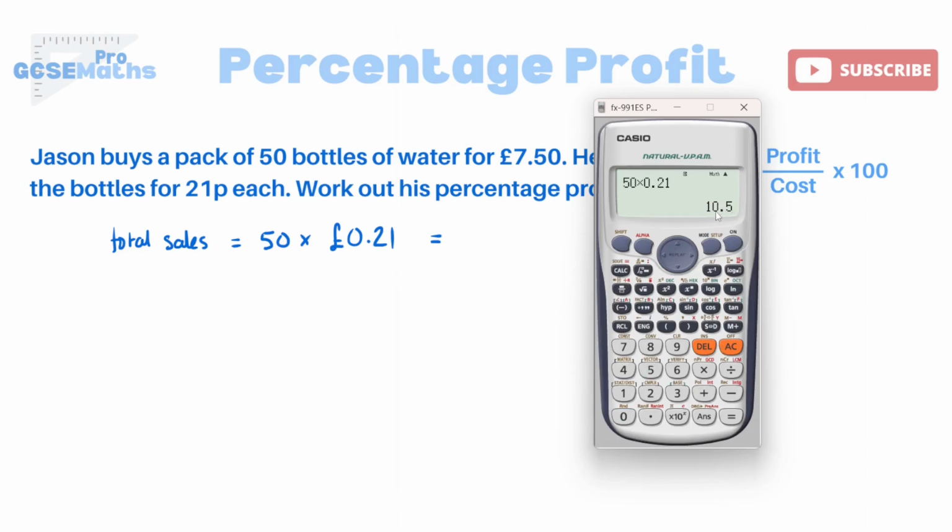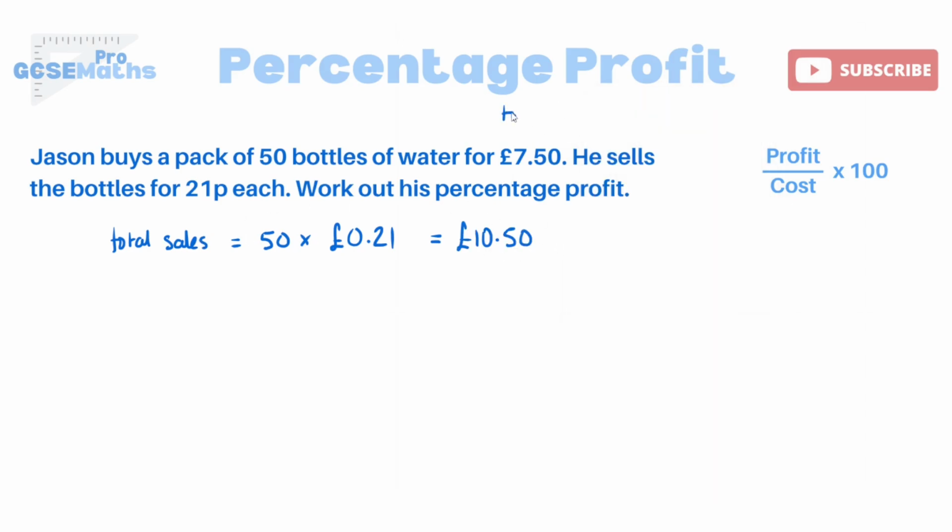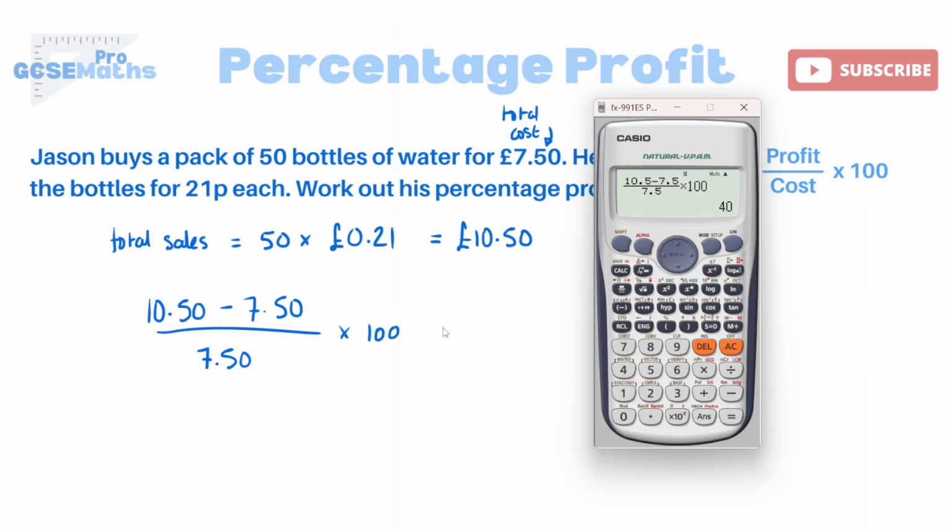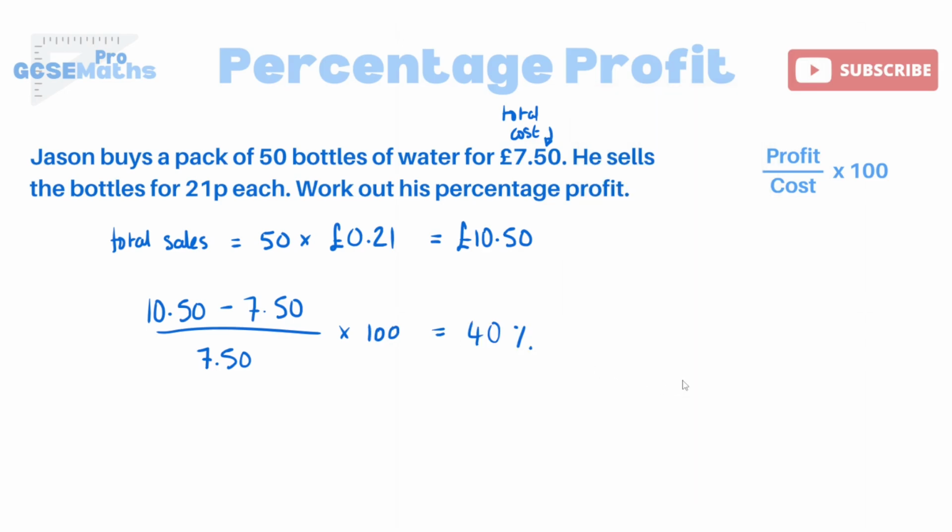So he can sell them as a total. If he sells all 50, he will get £10.50. So that's his total sales. His total cost was this $7.50 here, wasn't it? So therefore profit is your total sales or your total revenue, what you've earned, minus how much you spent, your cost. So that would be the profit divided by the original. Now he obviously had to buy the water bottles first before he could then sell them. So the original is always the cost. And then times by 100 to make it a percentage, which gives us 40% profit. So it works in the exact same way as percentage change. As long as you remember one of those formulas and how it applies to both scenarios, then you're covered.